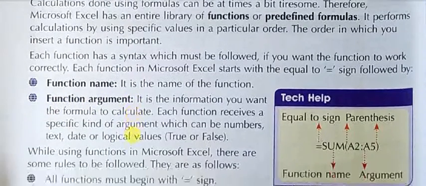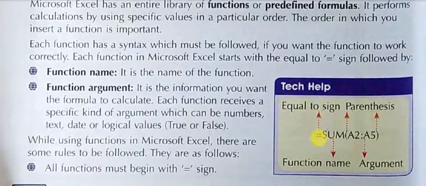As you can see here, the formula starts with the equal to sign, SUM is the function name, and A2 and A5 are the arguments, meaning the values which you are passing inside a function are known as the arguments. Each function receives a specific kind of argument, which can be numbers, text, dates, or logical values, TRUE or FALSE. So these are some values which a function can have.